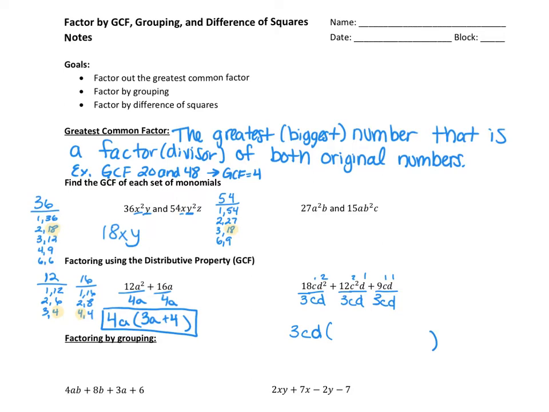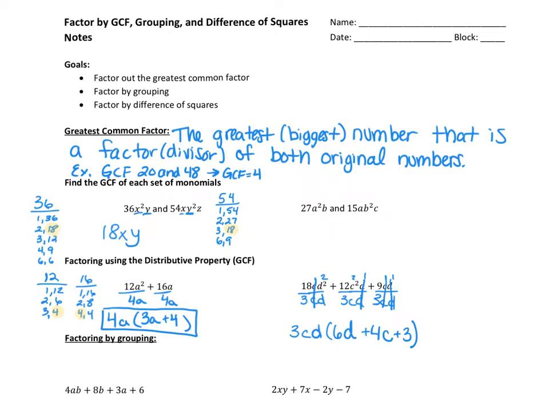So 18 divided by 3 is 6. C divided by C will divide, so there's no more C's. And then D squared divided by D is D. Then I have 12 divided by 3 is 4. C squared divided by C is C. And then again, D divided by D divides, so there's no more D's left in that middle term. And then I have 9 divided by 3 is 3, and then C divided by C and D divided by D both divide. So this is what my final answer will look like for this one.